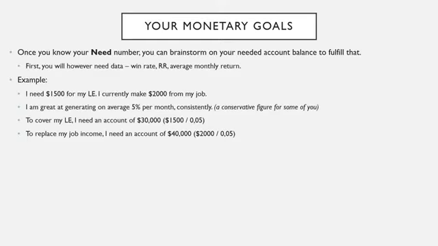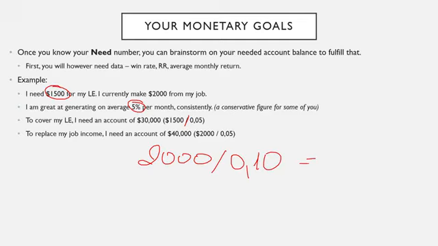How did I calculate that? You take your need number and divide it by the percentage you can make per month, like 0.05. So if your need number is 2K, then you do 2K, and if you can return, let's say, 10% per month consistently, then you divide it by 0.10 and you get a number. This number is the account balance that you need in order to first cover your living expenses. And then in order to replace your job income, which in our case was 2,000, we do the same, and this gives us a new account balance.